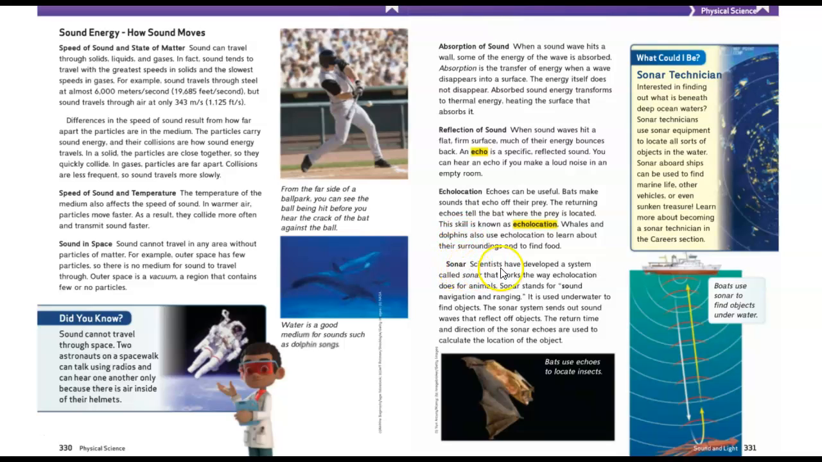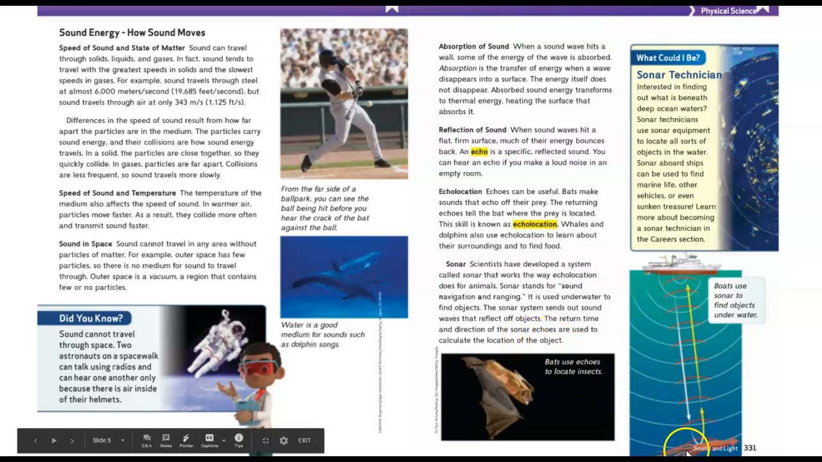Sonar. Scientists have developed systems called sonar that work the way echolocation does for animals. Sonar stands for sound, navigation, and ranging. It is used underwater to find objects. The sonar system sends out sound waves that reflect off objects. The return time and direction of the sonar echoes are used to calculate the location of the object.